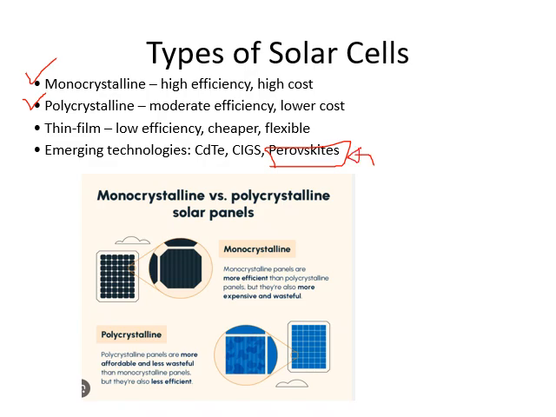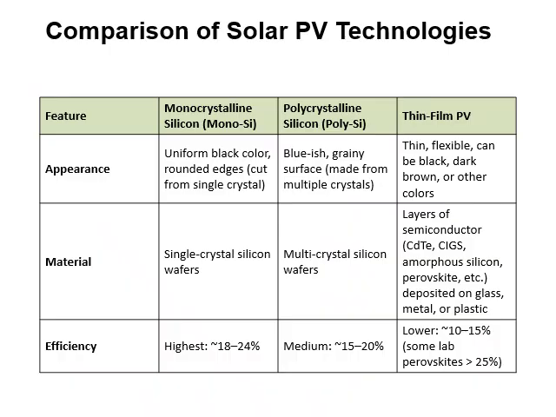Now quickly to check: if you have monocrystalline, it will be black color, and polycrystalline will be blue color. So here is a quick comparison of the solar photovoltaic technologies. By appearance, monocrystalline will look black with rounded edges, because it has been cut from the single crystal. Polycrystalline will be bluish color with a grainy surface, because there are multiple crystals there. And thin film is thin, flexible, and it can be black, dark brown or other colors.